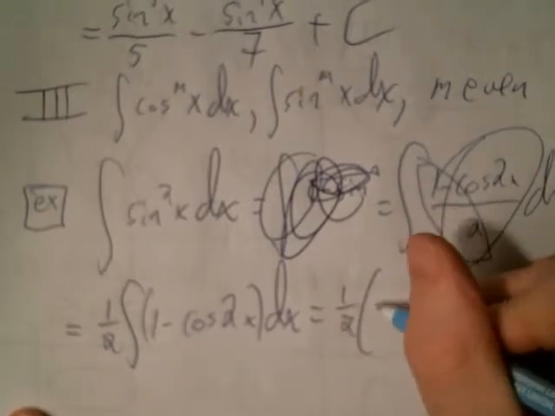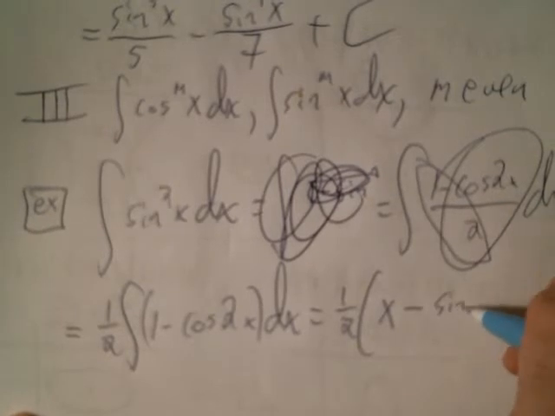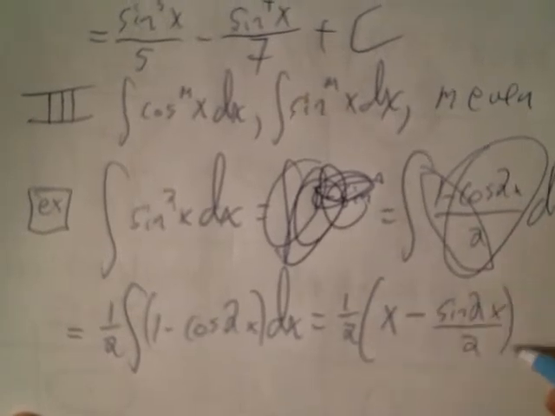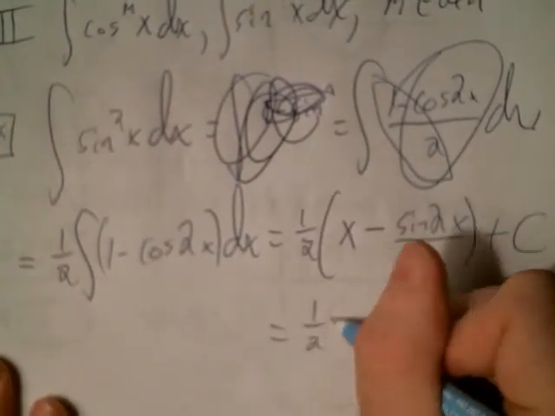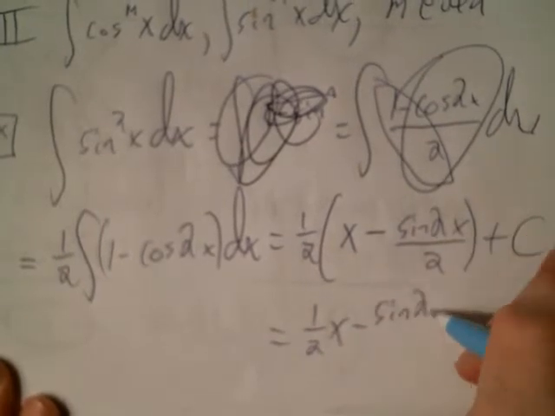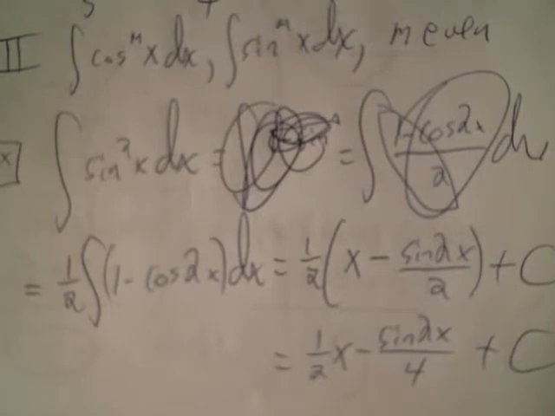dx. And then you can integrate; the integral of the difference is the difference of the integrals. So you have 1 half times x minus sine of 2x all over 2 plus c. And then, of course, distribute. So you get 1 half x minus sine of 2x all over 4 plus c. So it's just a matter of the half angle formula. Let's do one more.